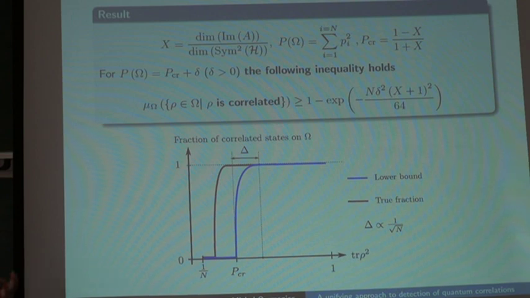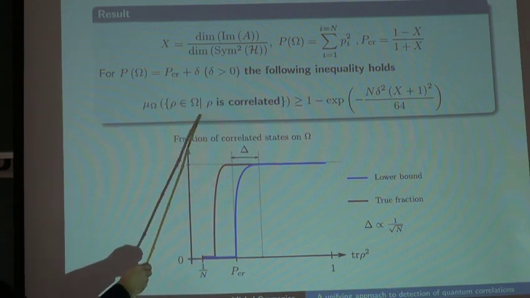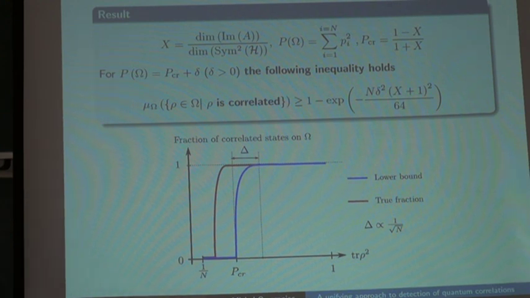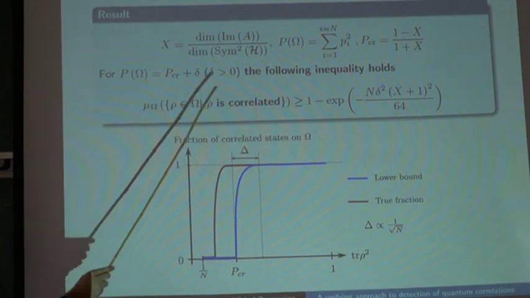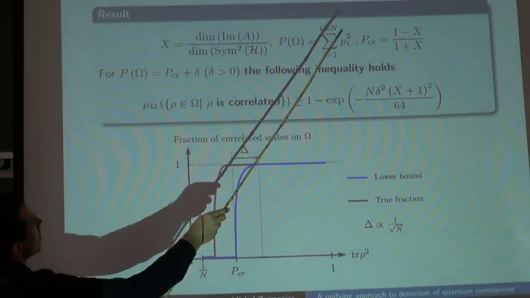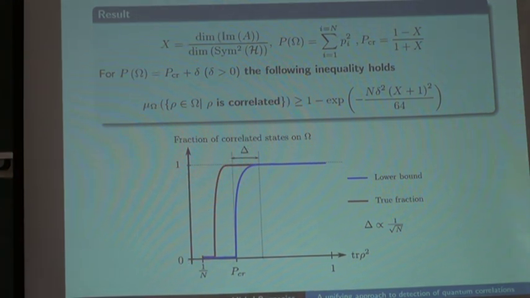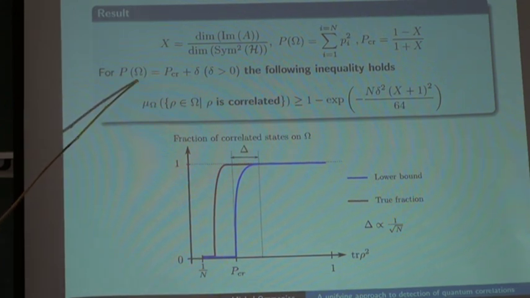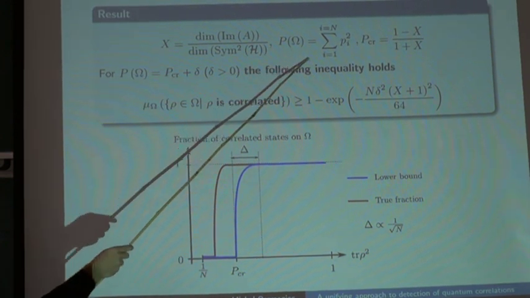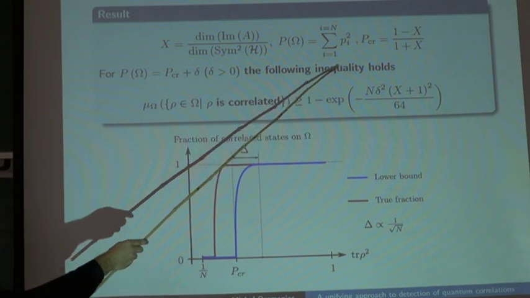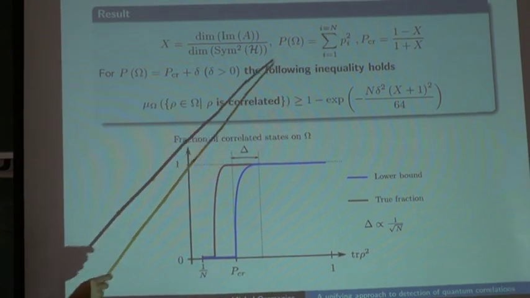I ask the question: how many states from a given set of density matrices are correlated? I have some parameters that depend upon my class M or this operator A. Also, they depend upon the spectrum. So what is the result? I have fixed omega, which is the set of isospectral density matrices. I can compute the purity of states from the set. This is just a simple expression.